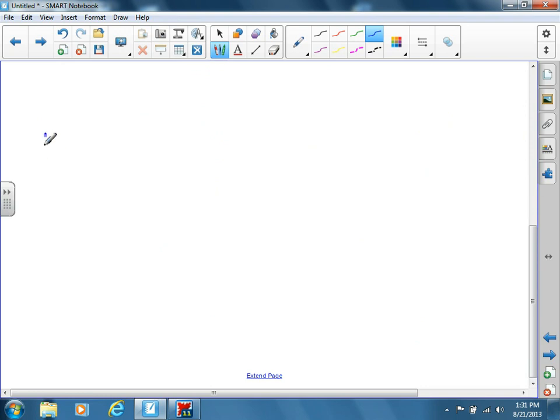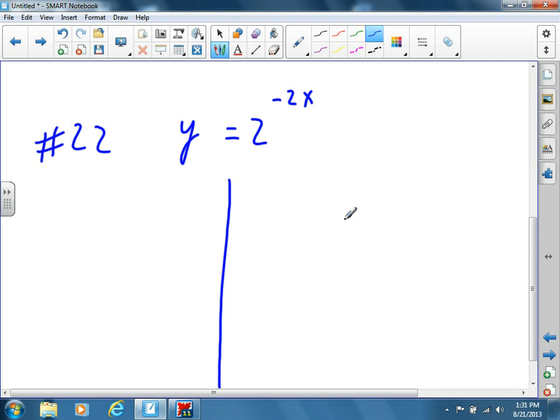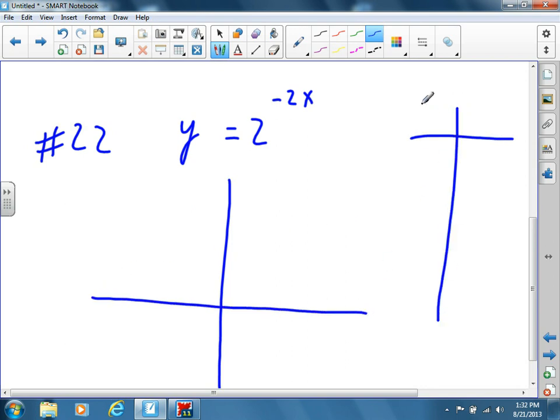Number 22 is next. y is equal to 2 to the minus 2x. All right, well, maybe we'll put the table over here. Let's see. So I have x. I'm going to make 3 columns: I've got an x, I've got a minus 2x, and I have a y.